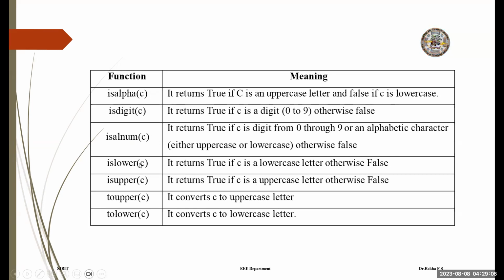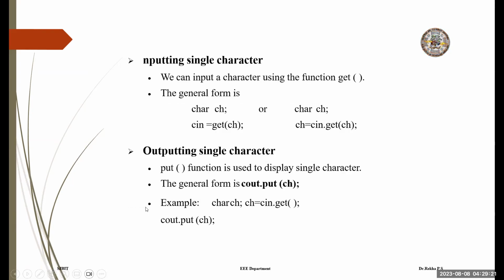Here islower returns true if c is a lowercase letter, otherwise false. isupper returns true if c is an uppercase letter, otherwise false. Here toupper converts c to uppercase letter. Here tolower converts c to lowercase letter.